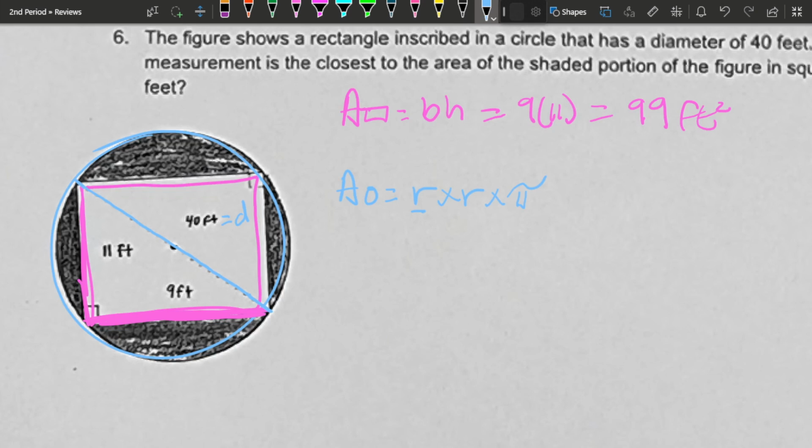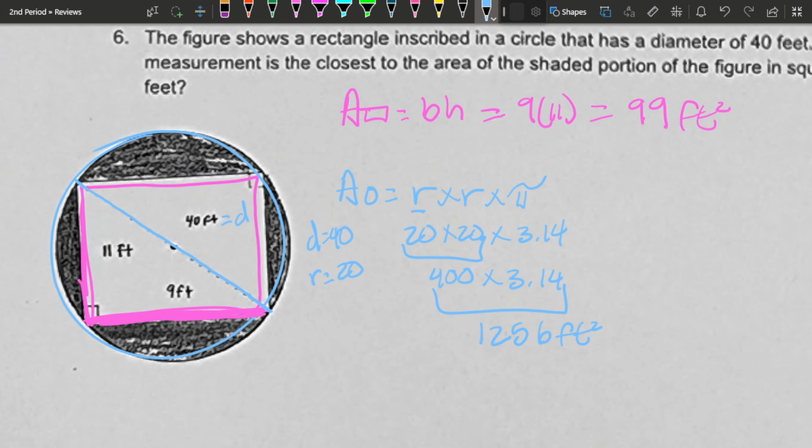40. So if the diameter equals 40, what is my radius? 20. So 20 times 20 times 3.14. This 2 makes 400 times 3.14. And when you multiply 400 times 3.14, you get 1256 feet squared. So this is for the circle.